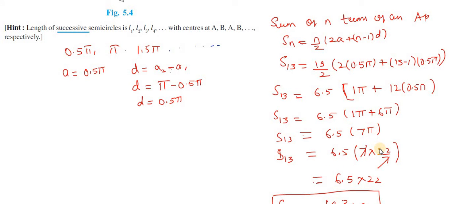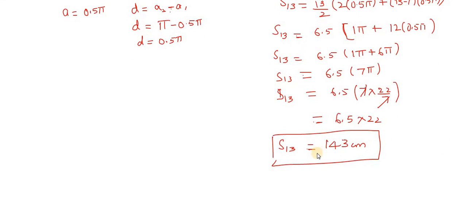Here pi value is 22 by 7. So 7 gets cancelled. Therefore 6.5 into 22. 6.5 into 22 is 143. So this is the value, this is the answer.